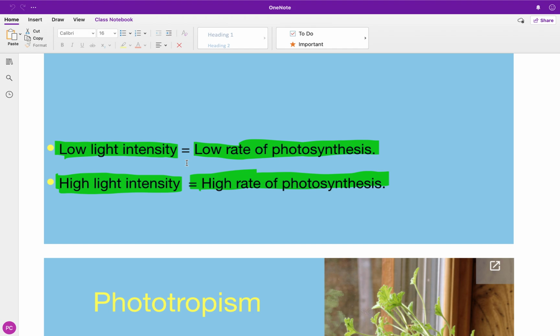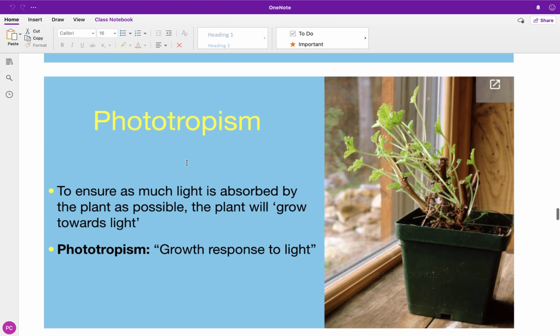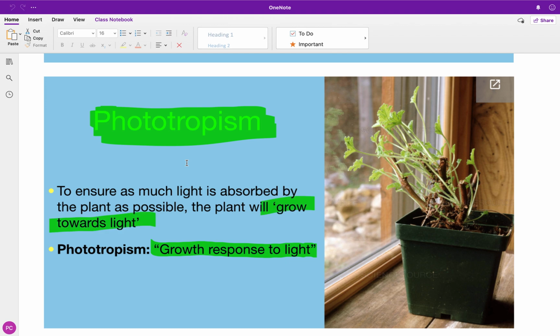Now, this very last one is this, because I know you haven't come across this name yet: phototropism. Tropism is a plant responding, so it's a growth response. So phototropism is a growth response to light. To ensure that a plant gets as much light, more light means more photosynthesis, so the plant will grow towards the light. If you look at this plant here, it's growing towards the light.